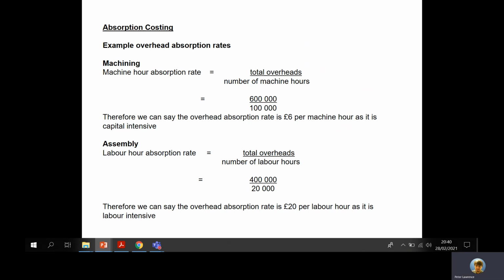For the assembly department, our overheads were 400,000. And this time we're going to divide it by the labour hours, as we remember that was the bigger of the two. And we can say that the overhead absorption rate is £20 per labour hour, as it's labour intensive. Okay, so remember that these are fixed costs though, even though it says per labour hour, that's not what you're paying to your staff. This is just the overheads that have been used. What you pay your staff is a variable cost.